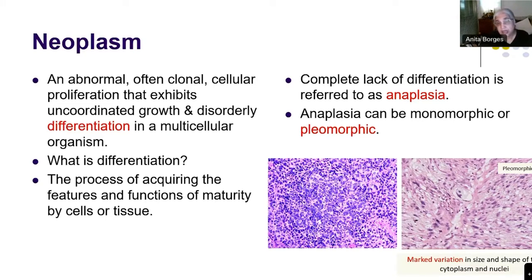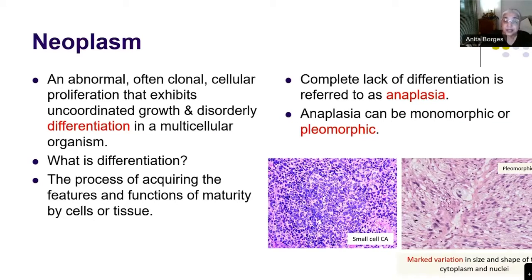On the other hand, you have something like this on the left-hand side, okay? And it could be almost anything. And it's very monomorphic. You can see that they're all small cells. Now that is also anaplasia because it is complete lack of differentiation. And in this case, what is this now? This is a small cell carcinoma. Okay? It could be a small cell carcinoma. This one is obviously a small cell carcinoma, but something like a Ewing's tumor.